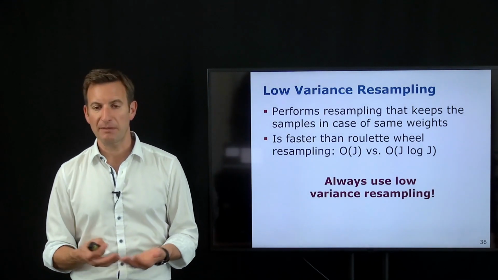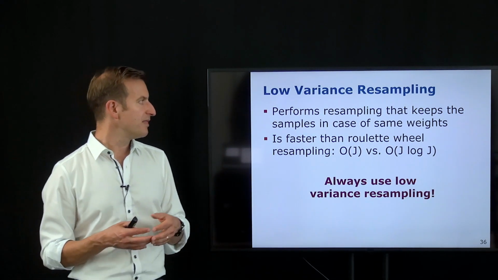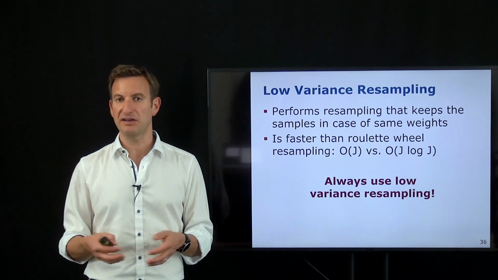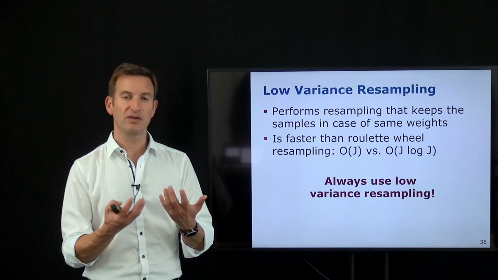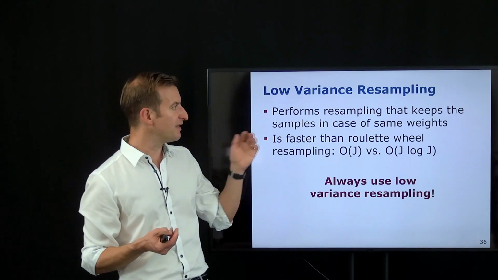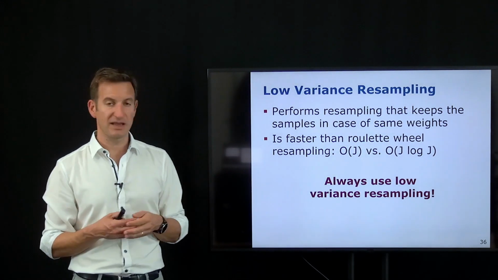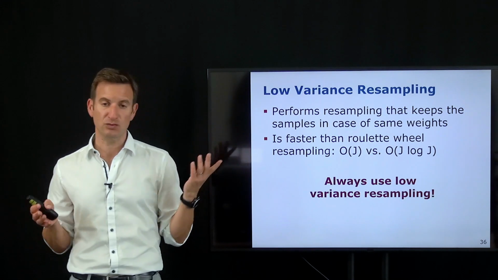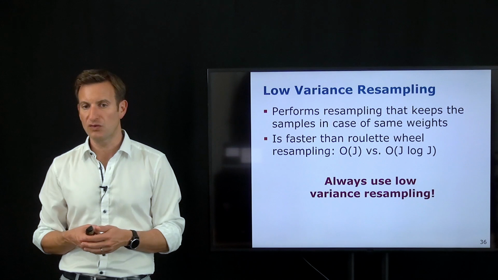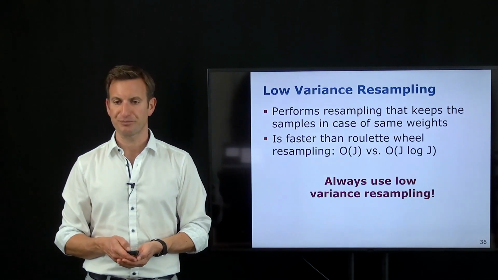So low variance resampling or stochastic universal resampling is an alternative way that keeps the sample set the same in case of identical weights of the particles. And of course, we typically don't have identical weights, but we may have weights which don't differ much. And even if they don't differ much, the variation that low variance resampling brings in is minimized. In addition to that, it's faster to compute, so there's really no reason for using roulette wheel sampling. Always use stochastic universal resampling. That's the take-home message over here.